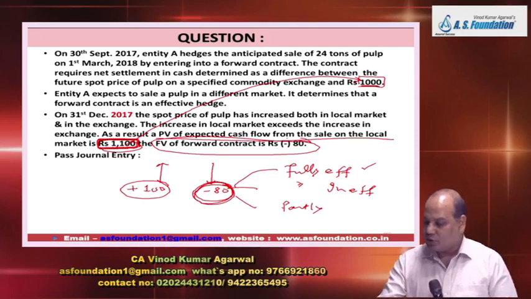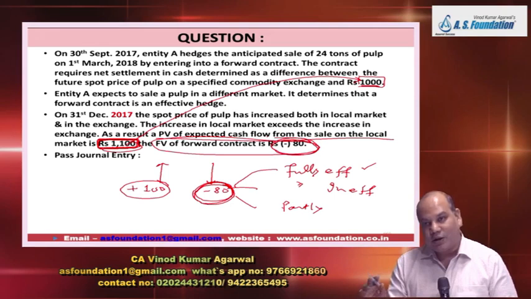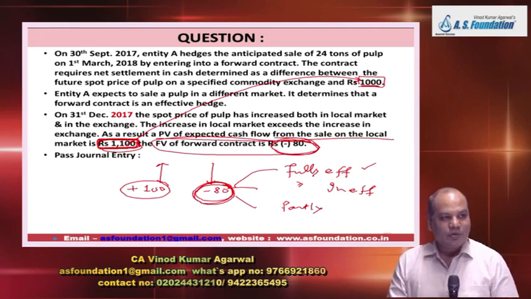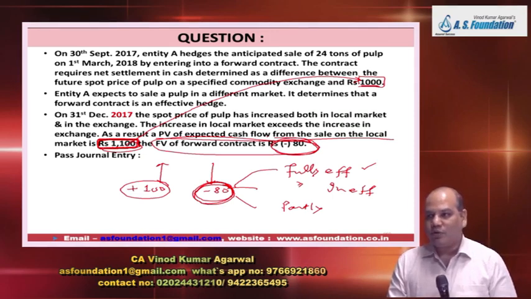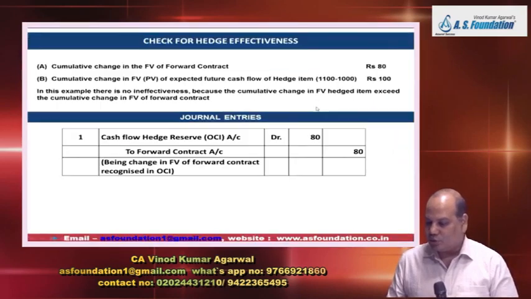But in the exam, suppose this figure was 120. Instead of minus 80, it was minus 120. Then 100 is effective, 20 is ineffective. So 100 would have gone to OCI and 20 would have gone to the P&L account. So write down a small note first, then one journal entry we will write.